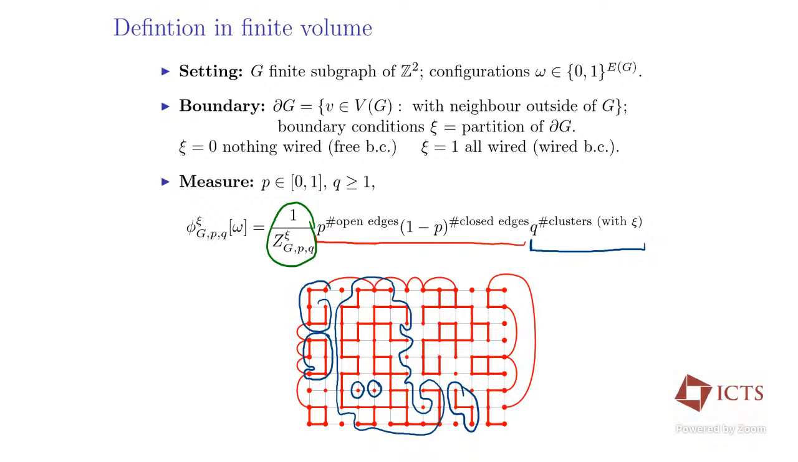And you can do all of this because you're in finite volume in a finite graph. There are finitely many configurations, and you define this kind of probability measure. You observe that if Q is equal to 1, then you obtain Bernoulli. And we're generally going to look at Q larger than 1 for a reason that I'm going to explain in a minute.